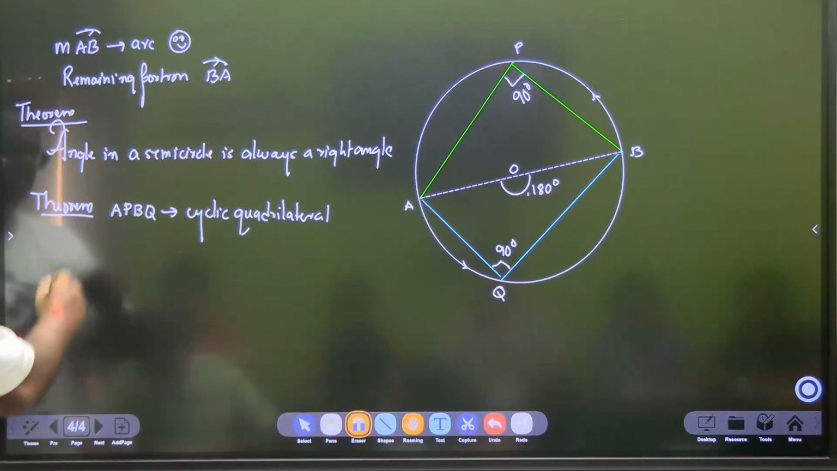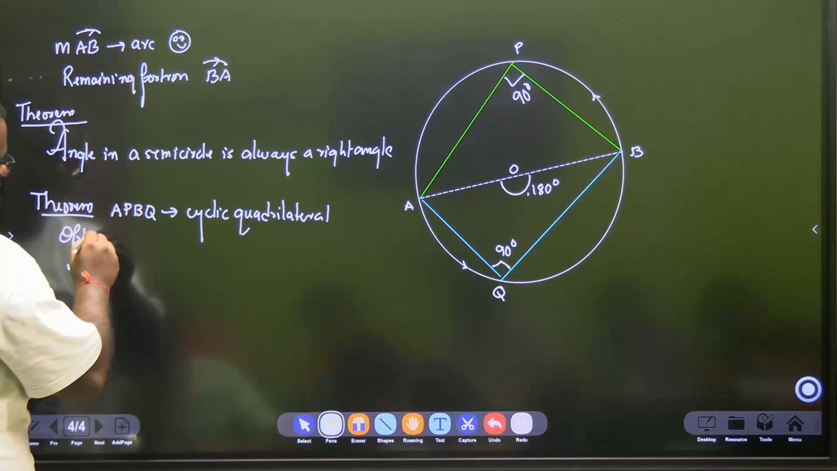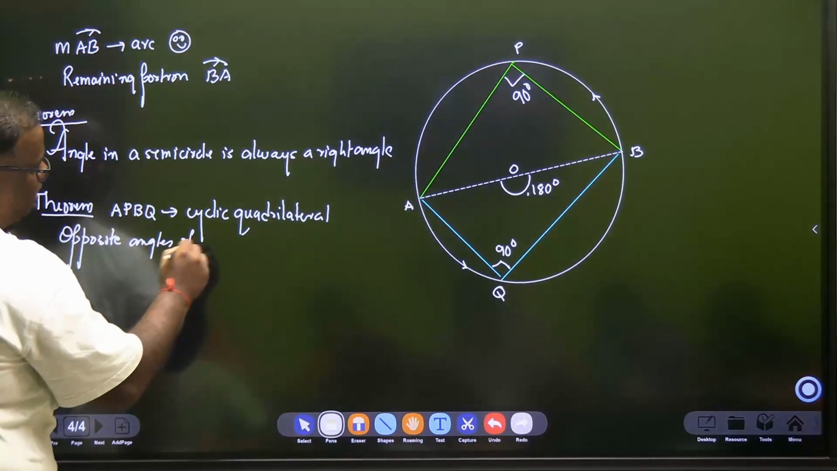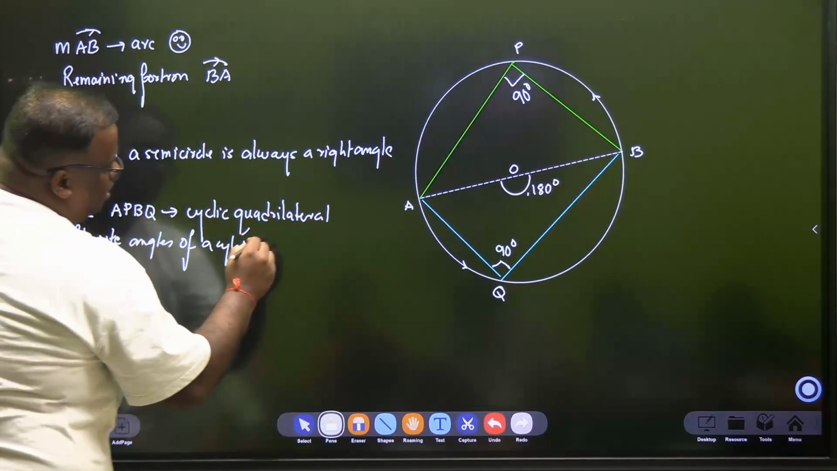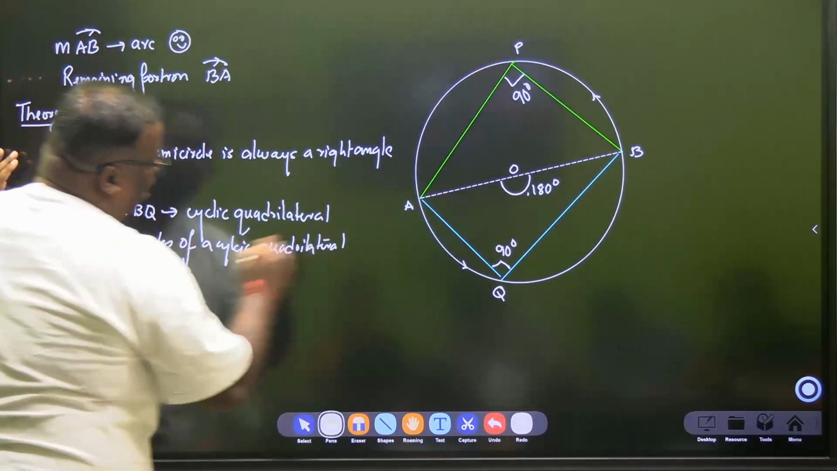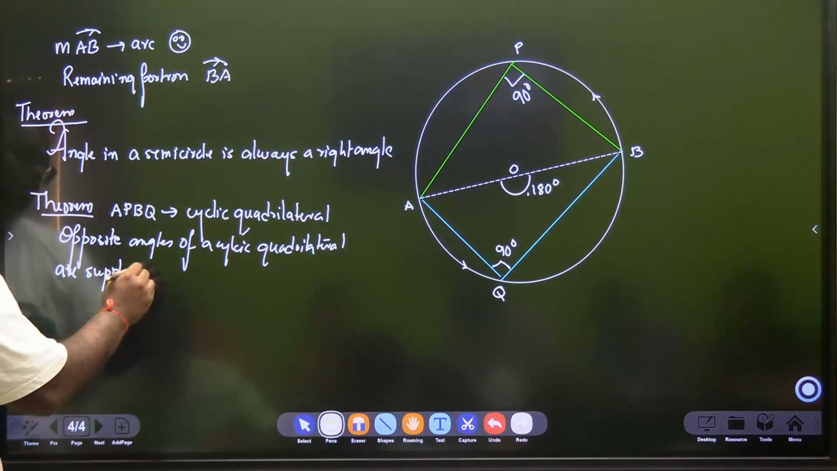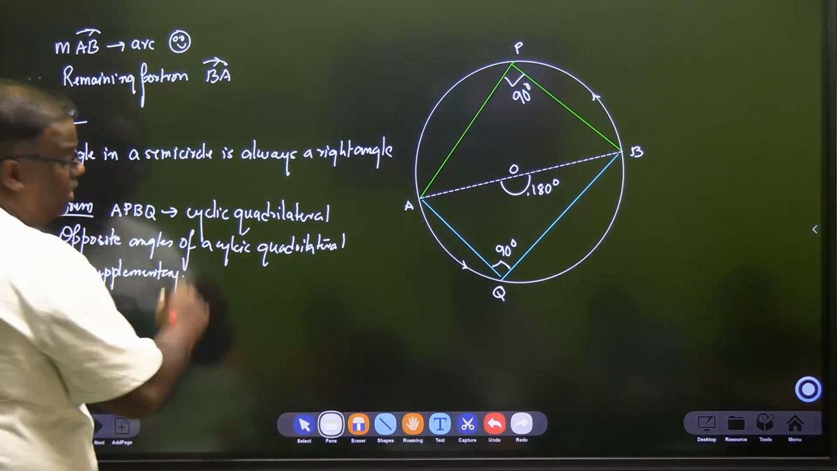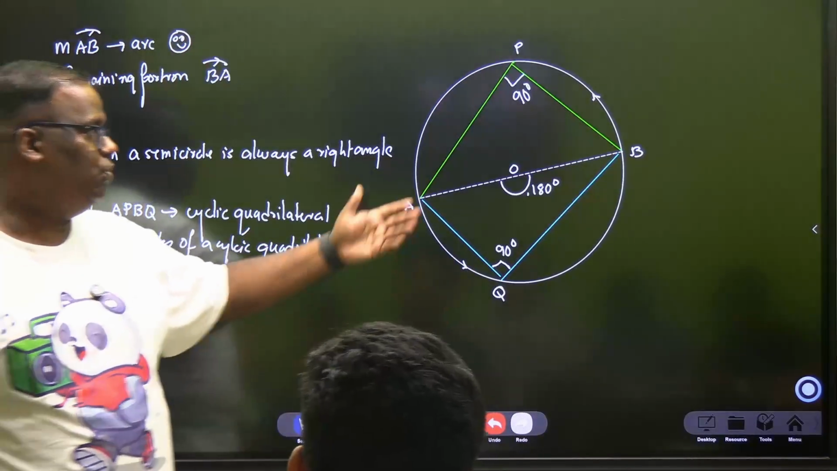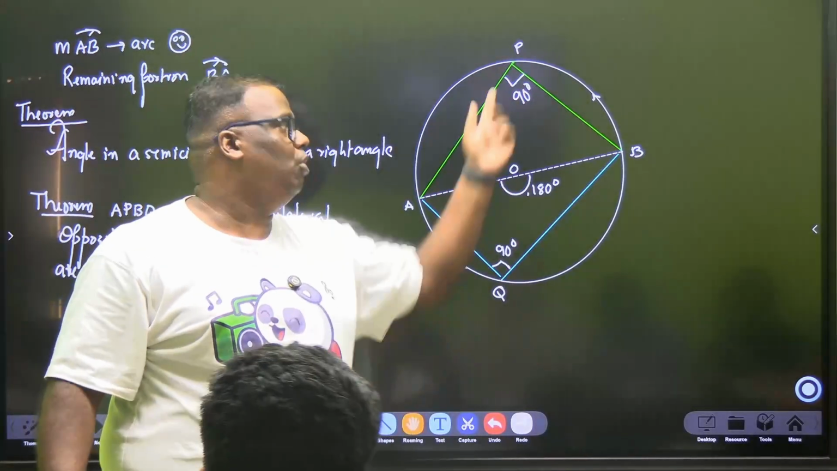So the theorem is: opposite angles of a cyclic quadrilateral are supplementary. All coming from that one theorem. The parent theorem is the same. Did you understand how this came up? If you are considering this part, then this is remaining. If you are considering this, then this is remaining. Both should be 90 degree.